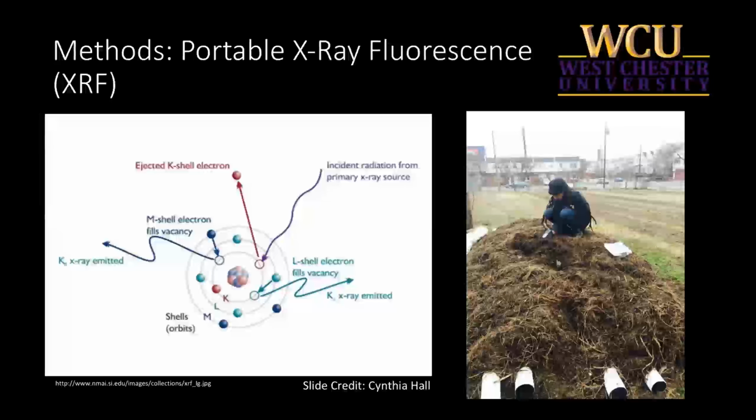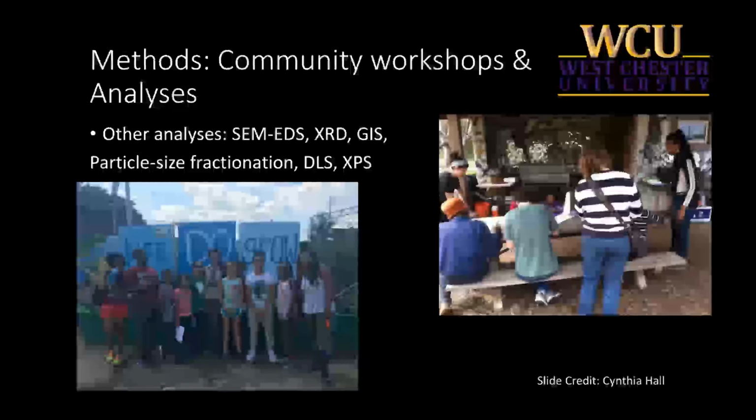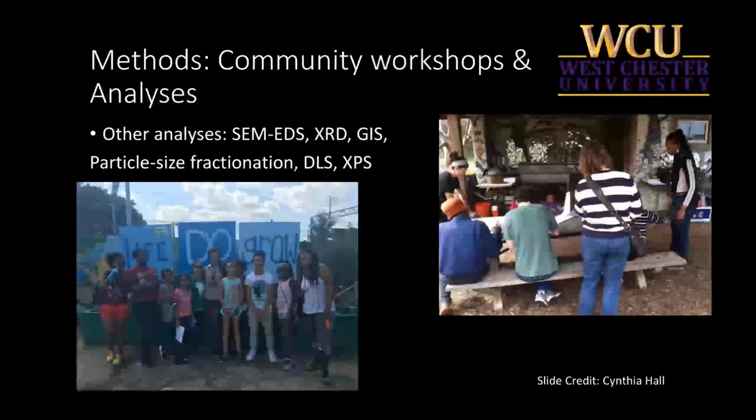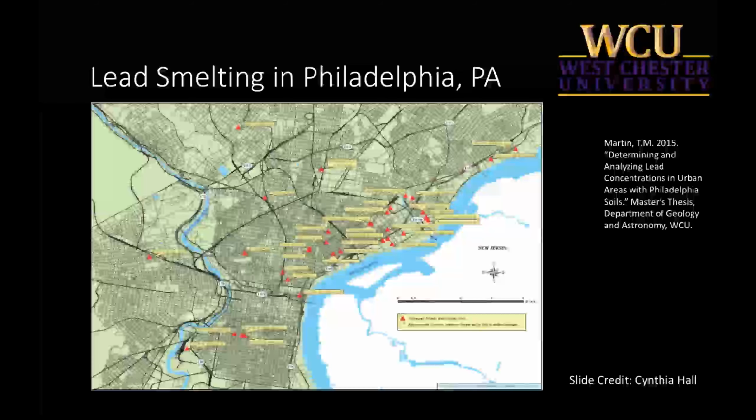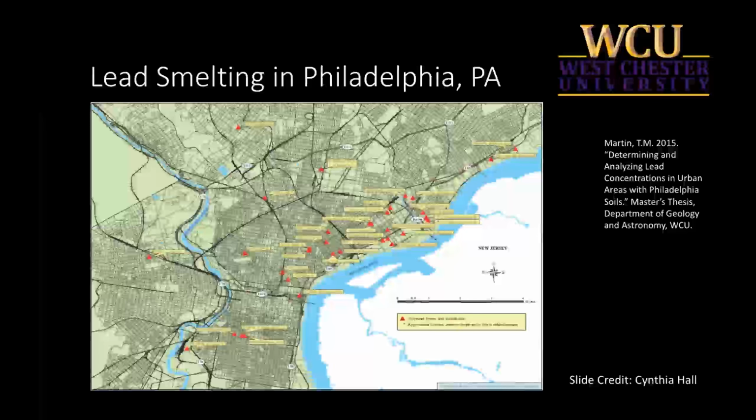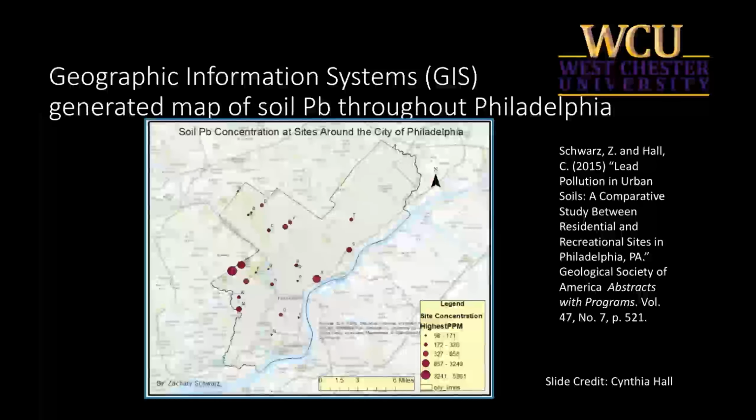They initially use a portable X-ray fluorescence spectrometer to look for lead. They subsequently have done SEM and EDS work and X-ray diffraction and so on. And they have put together historical maps. All of the symbols that you're seeing here are former sites of lead smelters in Philadelphia. And they put together a really nice GIS based on this work.